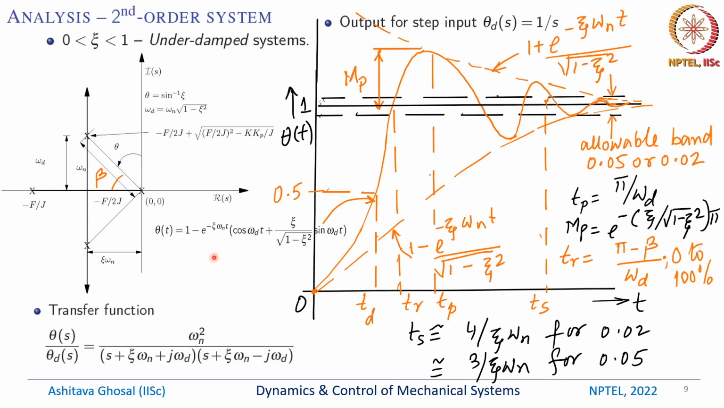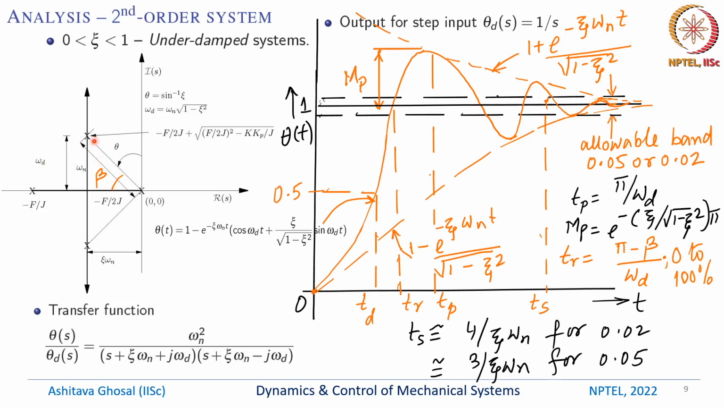frequency and damping. So when psi is between 0 and 1, the transfer function can be written as theta of s divided by theta d of s, where theta d is the desired or the reference input, equal to omega n square divided by two products, two linear terms. One of them is s plus psi omega n plus j omega d. The other one is s plus psi omega n minus j omega d. So let us quickly see what this omega d and omega n are.